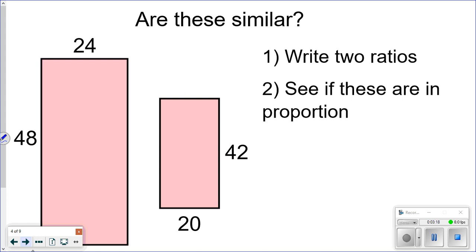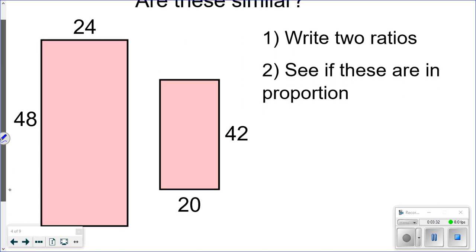All right, so are these similar? This is the first thing they're going to have you do in your book. They're going to give you two shapes and ask if they're truly similar or not, meaning they might have the same shape but maybe not the same size. So we want to make sure they're in proportion with the same shape.